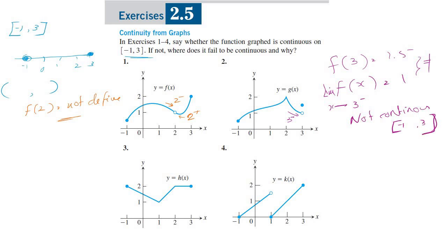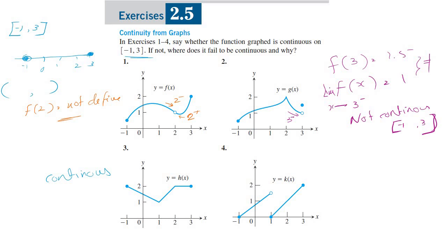So let's take one more example. Here we see that the function includes -1 and includes +3 and has a value on every point along the graph. So it's all defined. So this is continuous. Let's look at this graph.